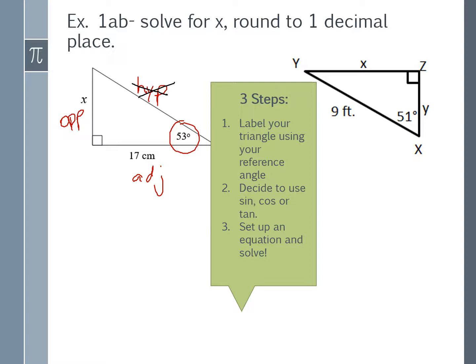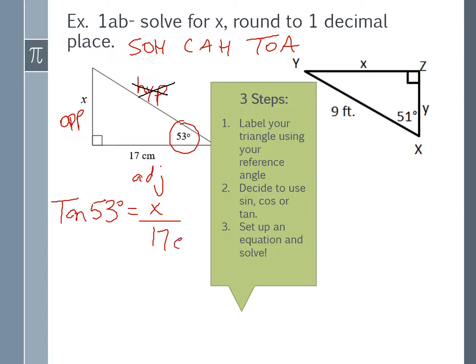And O and A, how do we know? So this is step 2, decide to use sine, cos, or tan. We have those 3 magic words, SOH CAH TOA. So I have O and A, opposite and adjacent. The only one that O and A goes with is TOA, and the T stands for tan. And tan of what? Tan of the thing that you circled, so tan of your angle equals, and again it goes in order, O over A, opposite over adjacent. In this case, our opposite is x. Our adjacent is 17 centimeters.